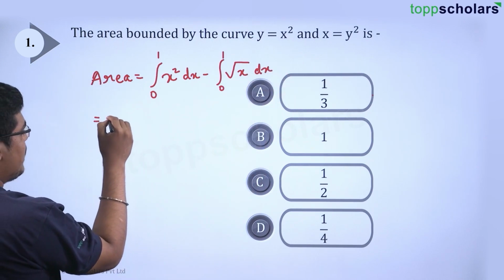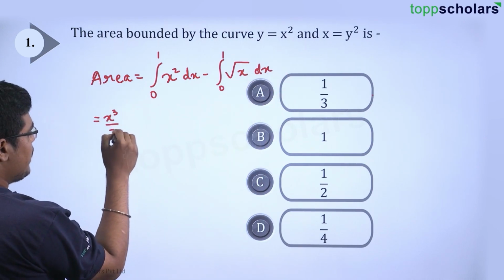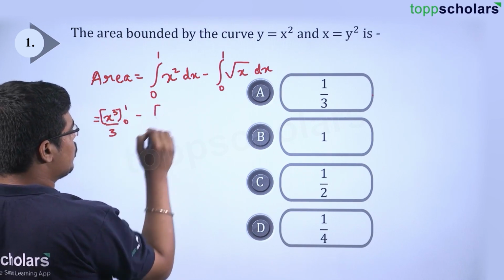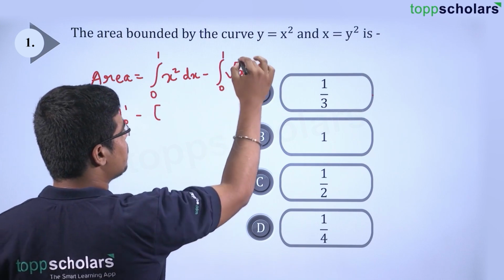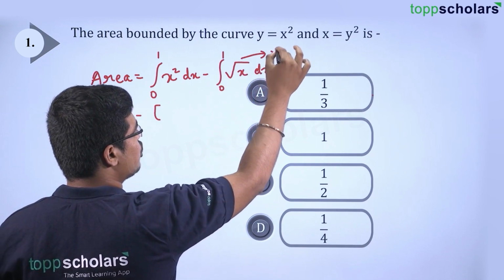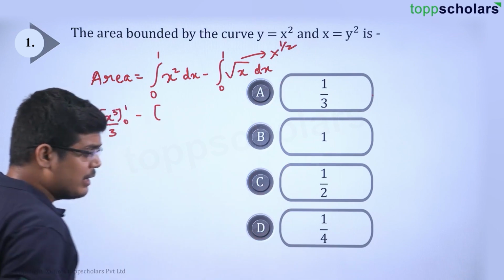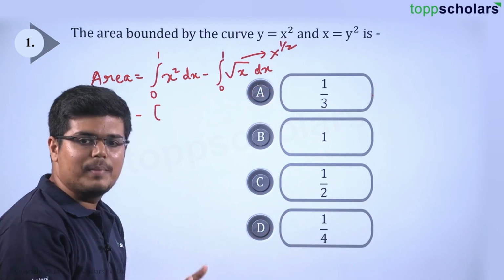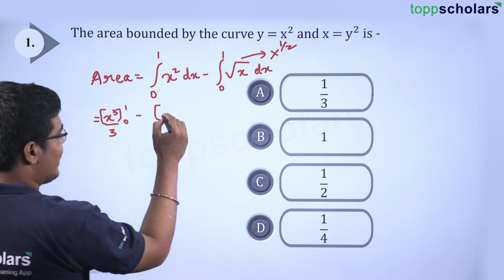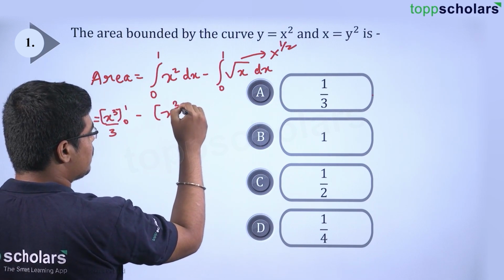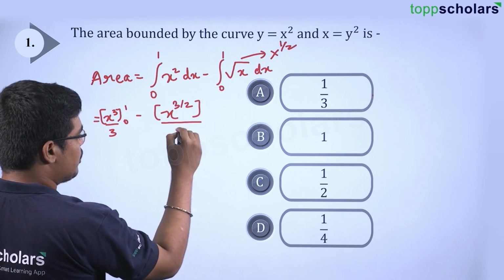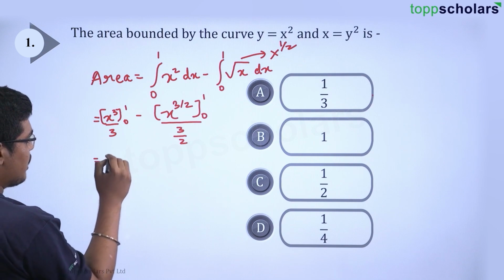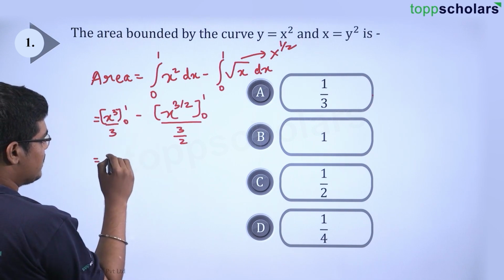Integration of x square will be equal to x cube by 3. So, this is from 0 to 1 minus integration root x, students, you have to realize root x simply means it is x to the power half. The integration formula is x raised to n plus 1 upon n plus 1. So, half plus 1 will become 3 by 2. So, we get x to the power 3 by 2 upon 3 by 2 and that is again from 0 to 1. So, now its upper limit minus lower limit, 1 cube minus 0 cube will be 1.